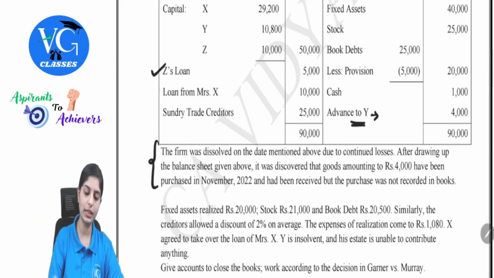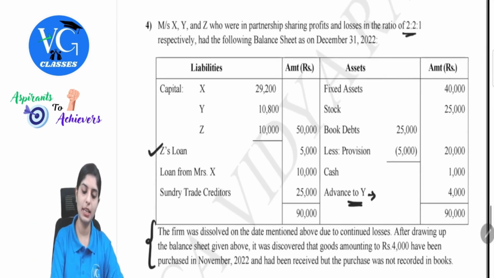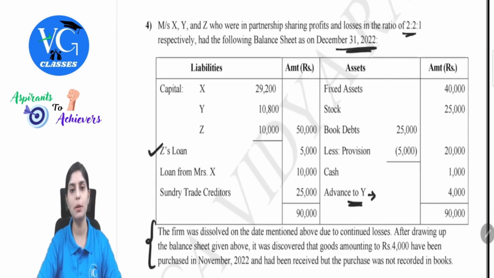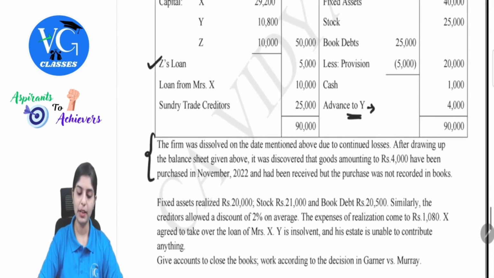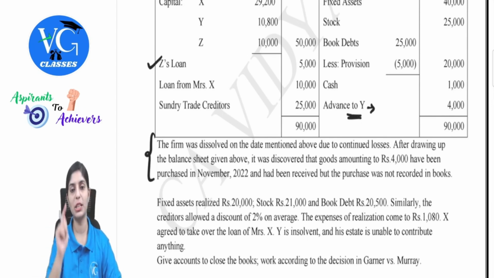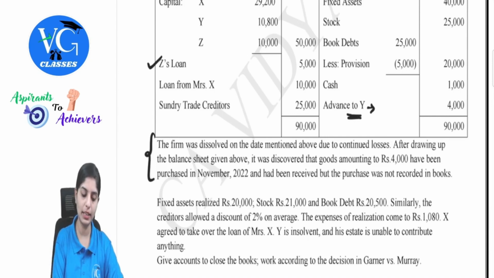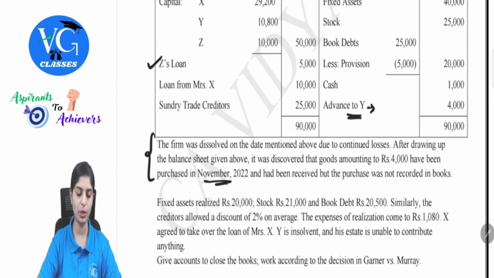One of the important adjustments for this: see, when is the balance sheet drawn? 31st December 2022. So what they are observing here is, with respect to the balance sheet drawn, 4,000 worth of goods which was purchased in November, that is in the year ending 31st December 2022, has been received, but the purchase was not at all recorded in books. That means the entry is omitted, that needs to be incorporated, and then the treatments have to be discussed further.